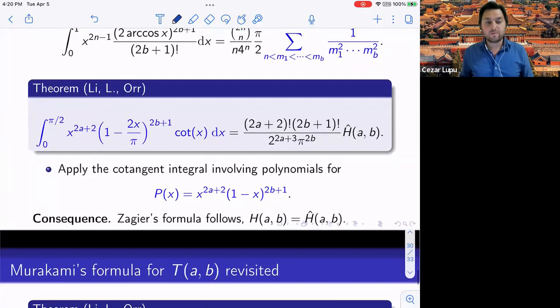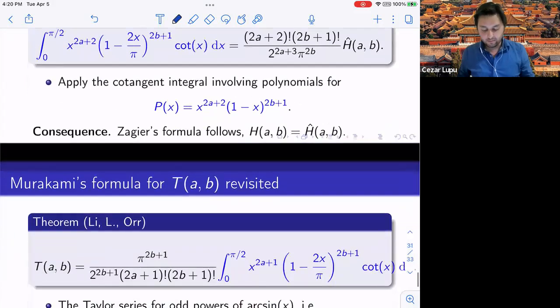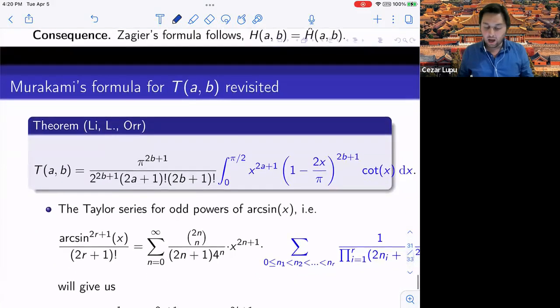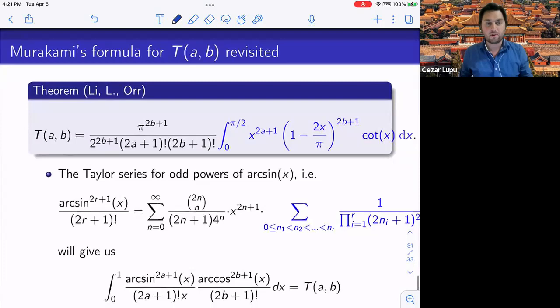Well, guess what? Since we talked about parallels and differences between multiple zeta values and multiple t values, we can actually do the same thing. And it's striking how similar these two formulas for H_AB and T_AB are. As you can see, they're almost the same. The only difference is that in the case of H_AB, this integral has 2a plus 2, and here it is 2a plus 1.